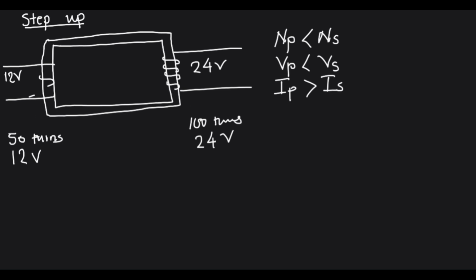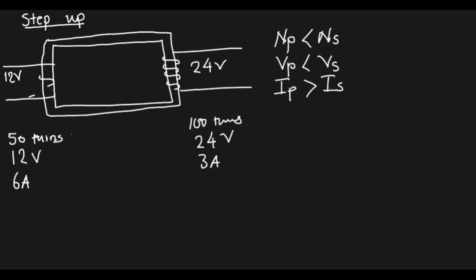So this time let's say here we have 6 amps. If we have 6 amps on the primary coil, we are going to have 3 amps on the secondary coil. So here for current, we are going to divide, since the number of turns and voltage were multiplied by 2, but for current we are going to divide.